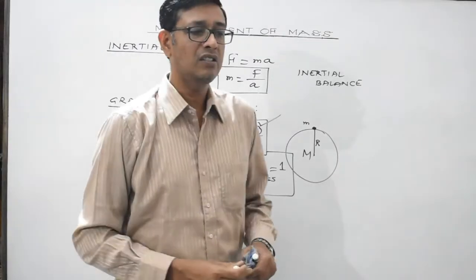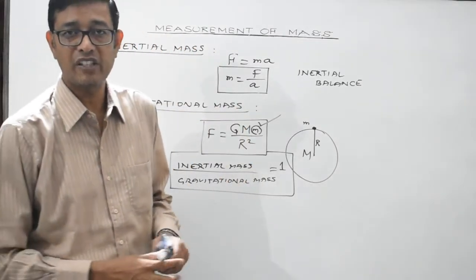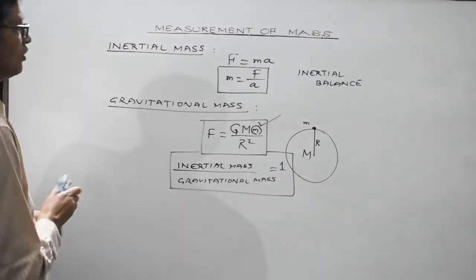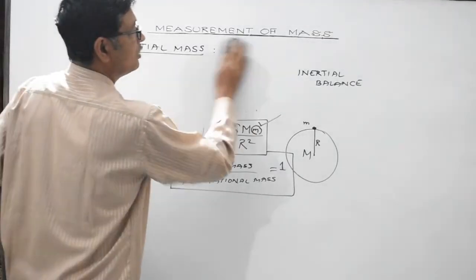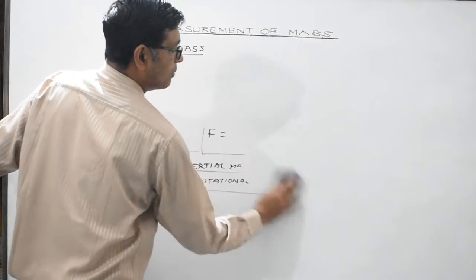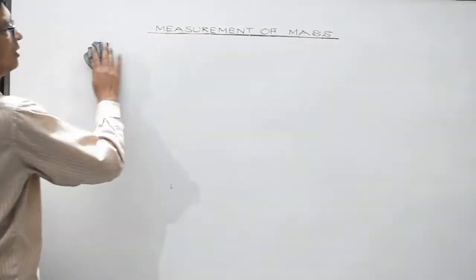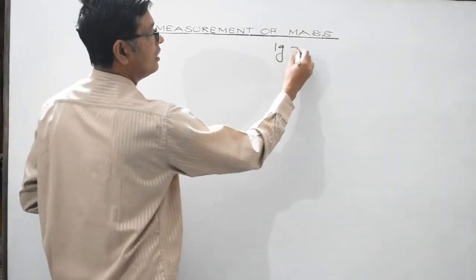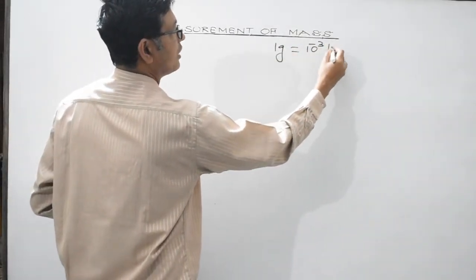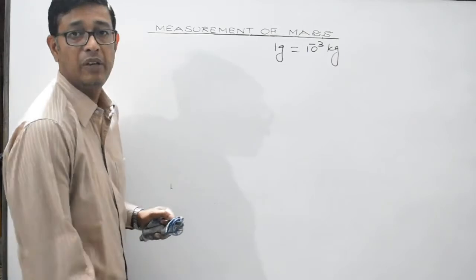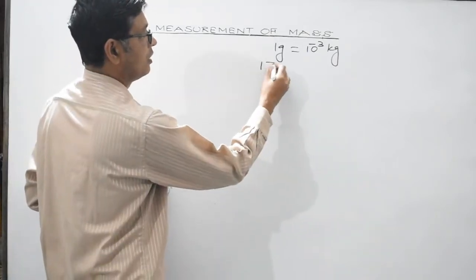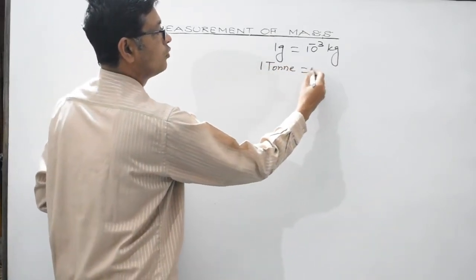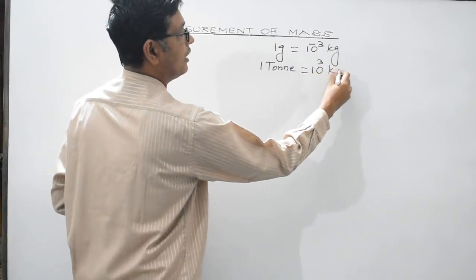Now we have discussed the SI unit of mass, which is kg, which we are all aware of. There are some other units also to measure mass. In CGS, mass is measured in gram. We are aware of it. It is 10⁻³ kg, right? Then we make use of ton. It is equal to 10³ kg.